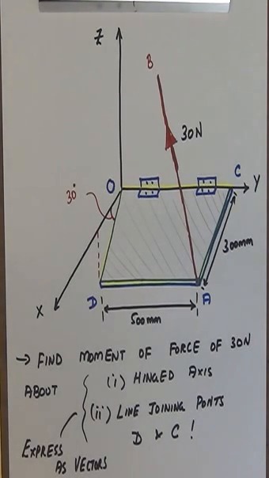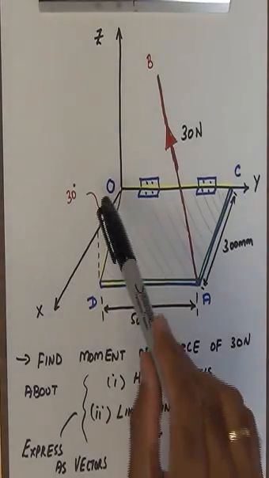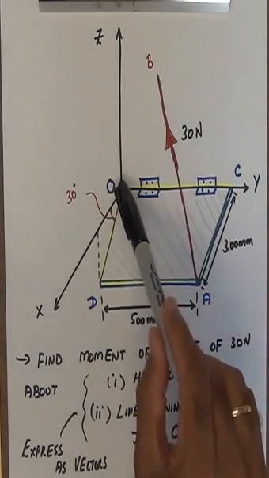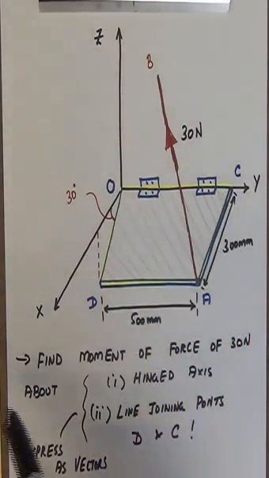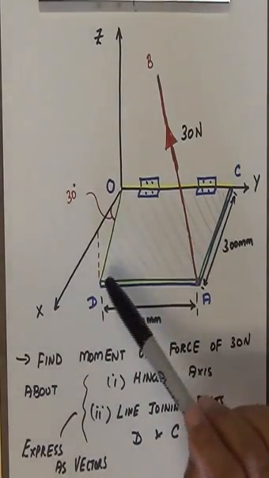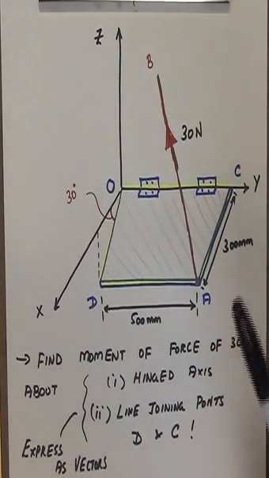Alright, so there are two lines that are of interest to us here. The first is the hinged axis, which is a line joining the point O and the point C, and then a second line is a line joining the point D and the point C.